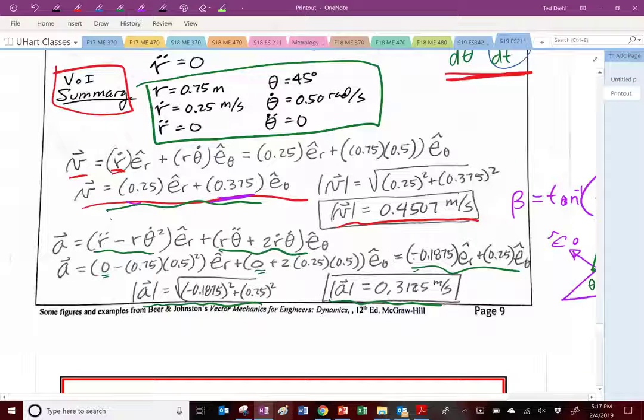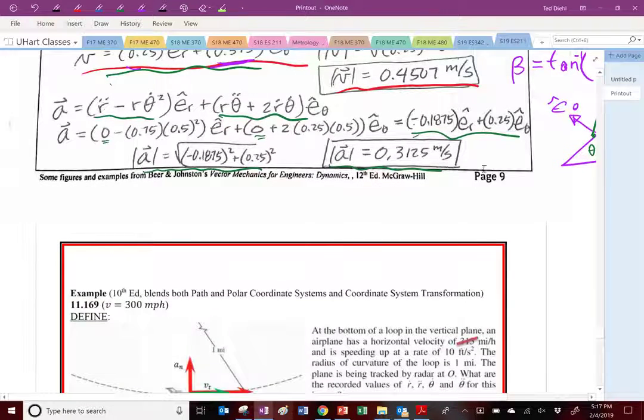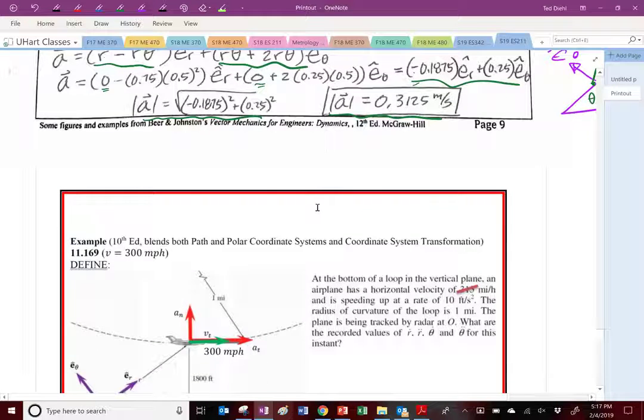Similarly, we'd have to be careful if we weren't only asked for the magnitude, and we were asked for the magnitude and direction. We'd have to be careful, like I said before, about what angle we reported, because in general we mean with respect to the horizontal.